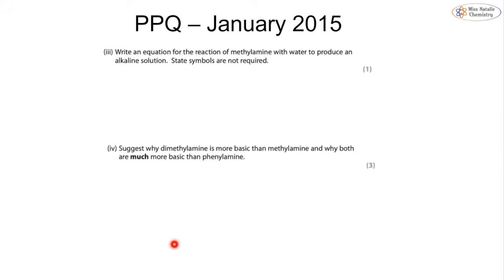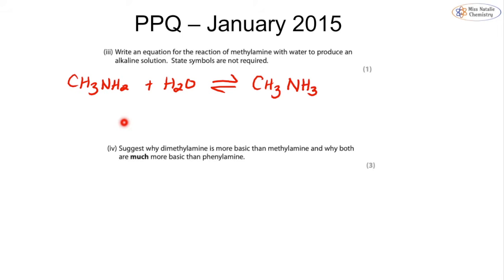Now we want to be looking at the reaction of methylamine with water in order to produce an alkaline solution. So let's write out methylamine as CH3NH2. We know that we need water and we don't need to have any state symbols here. Now this is going to be a reversible reaction because it is an equilibrium, and when it acts as a base, that's acting as a proton acceptor, and it is going to be removing the hydrogen from the water, and we're going to form CH3NH3 plus, and we're going to make a hydroxide group for 1 mark.